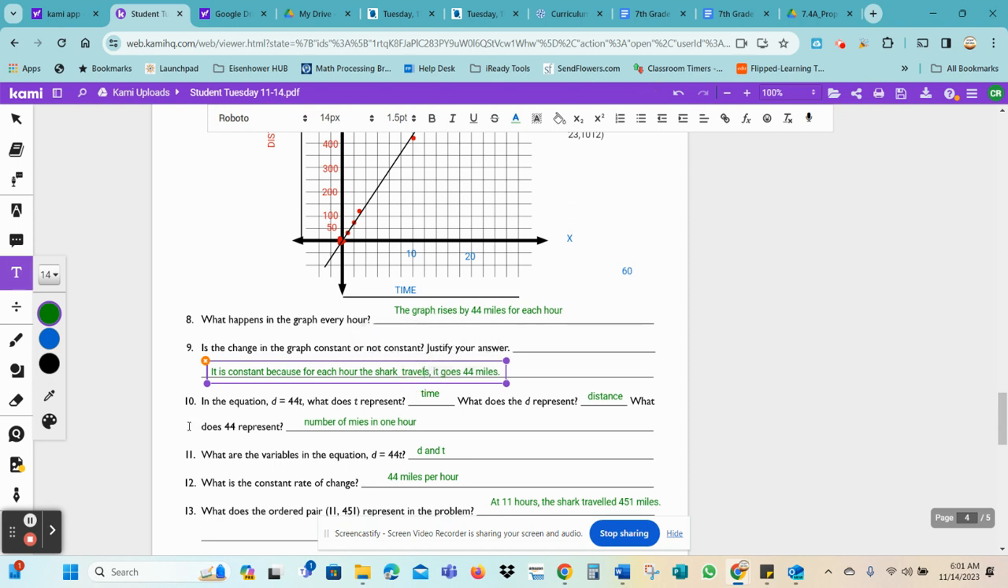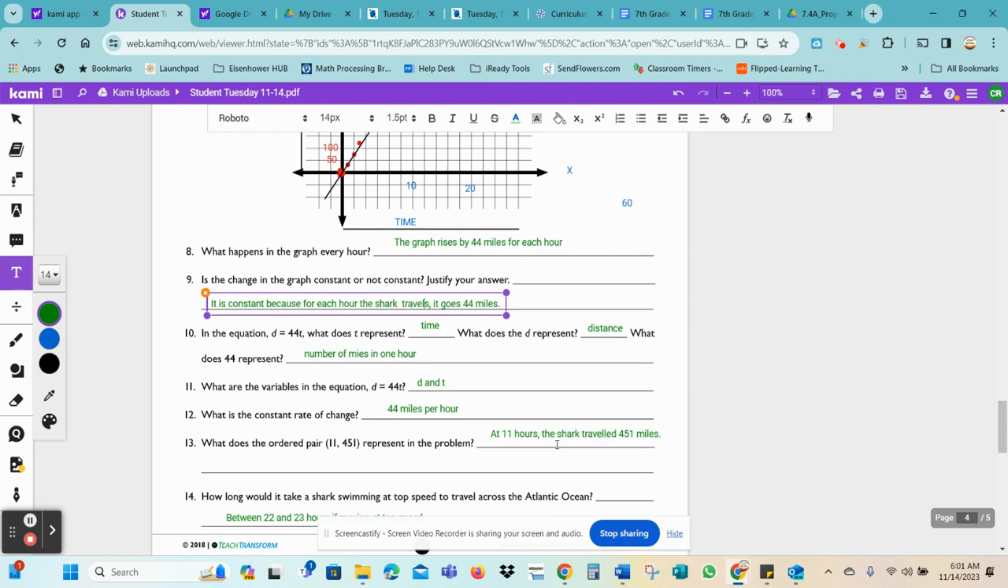Okay. In the equation d equals 44t, what does t represent? Time. What does d represent? The distance. So what does 44 represent? The number of miles in 1 hour. What are the variables in the equation d equals 44t? Now, remember that variables are the letters. So we have d and t. What is the constant rate of change?